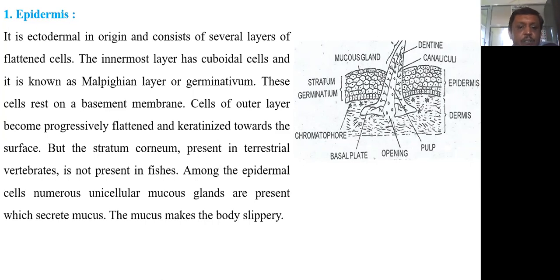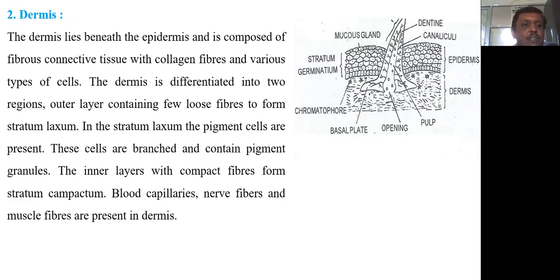So it makes the skin slippery. Then the second part of skin, that is dermis, the lower region of the skin. The dermis lies beneath the epidermis and it is composed of fibrous connective tissue with collagen fibers. So this dermis contains fibrous connective tissue with collagen fibers and various types of cells.